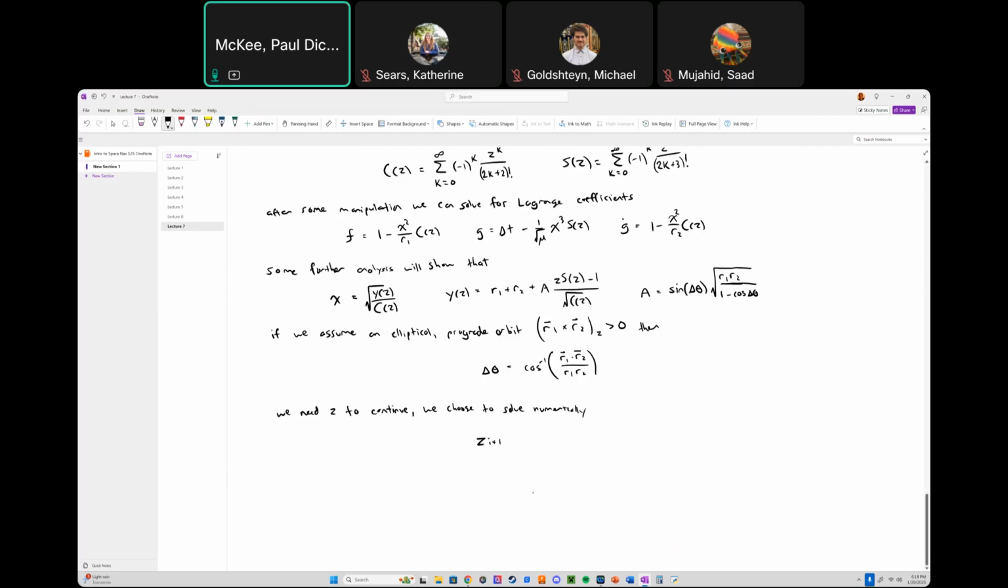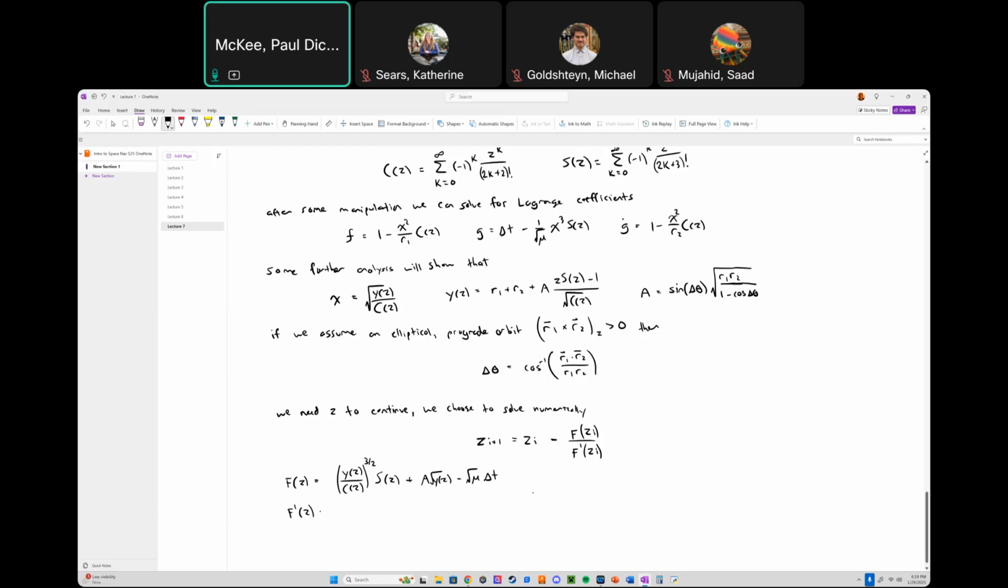Z at the next iteration is Z at the present iteration minus some function f of Z at the present iteration divided by some function f prime of Z at the present iteration, where f of Z is equal to y of Z over c of Z to the 3/2 power, S of Z, plus A square root y of Z, minus square root of mu delta t.